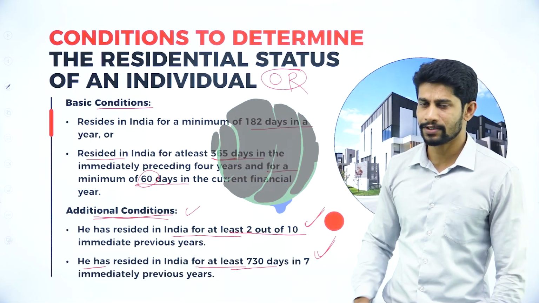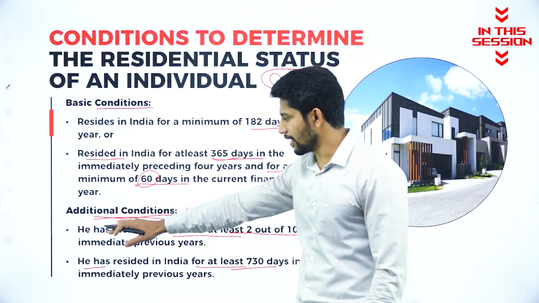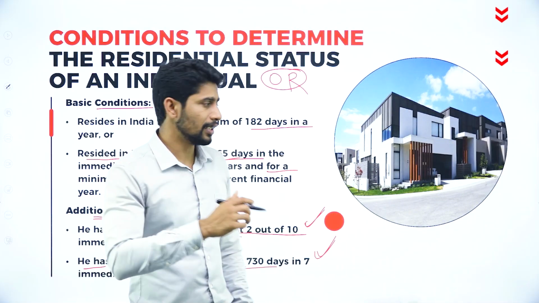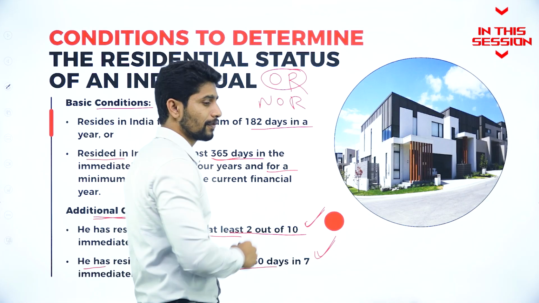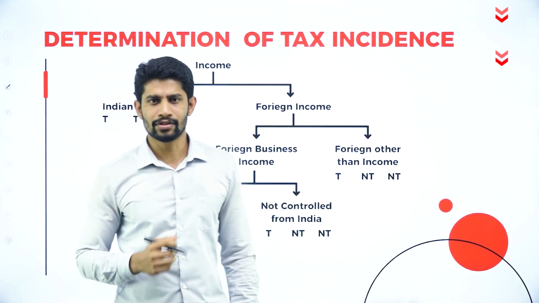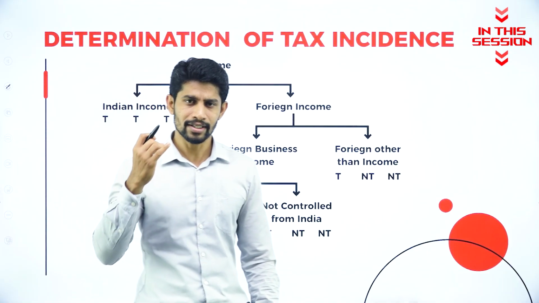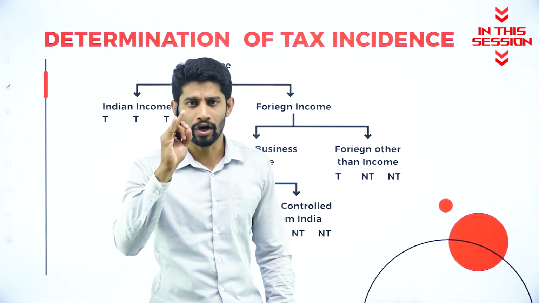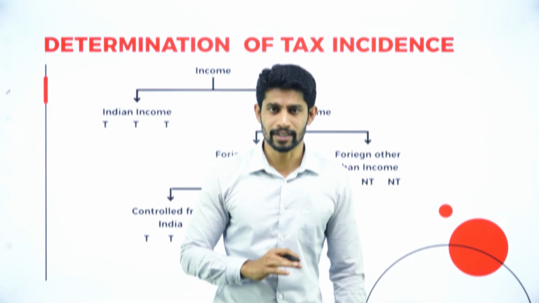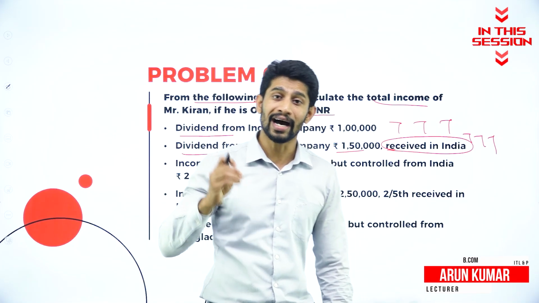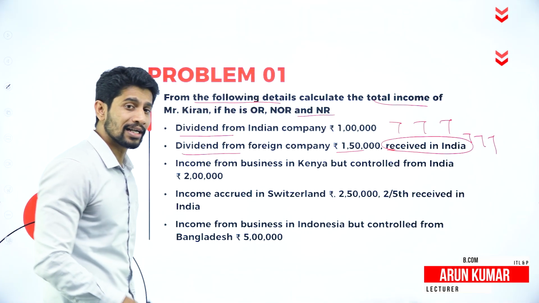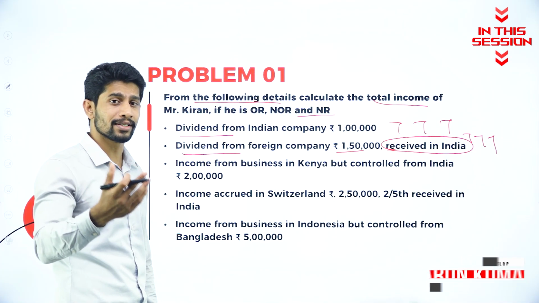If any person satisfies any one basic and any one additional condition, then that person will be called not ordinary resident of India. We have three categories of residential status: ordinary resident, not ordinary resident and non-resident. Indian income is nothing but any income received, accrued or arisen in India; that should be considered as Indian income.